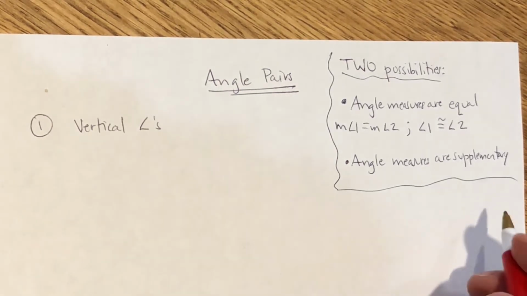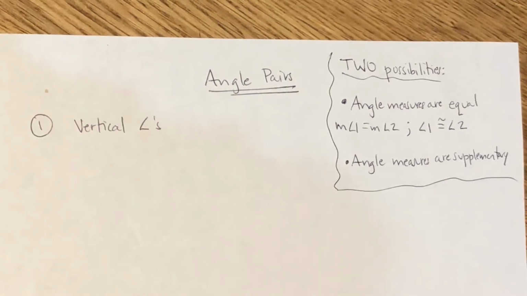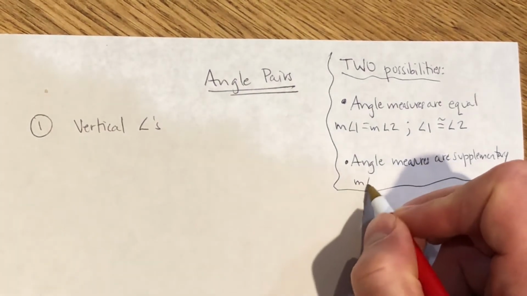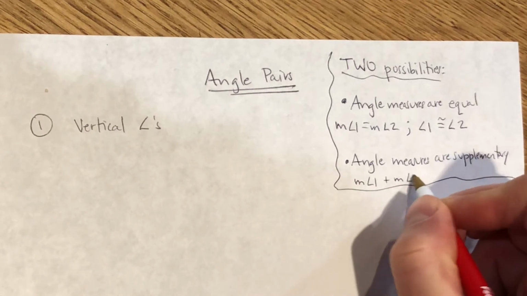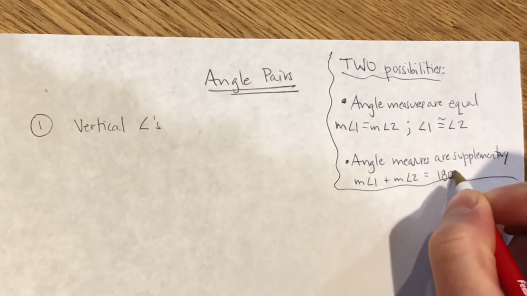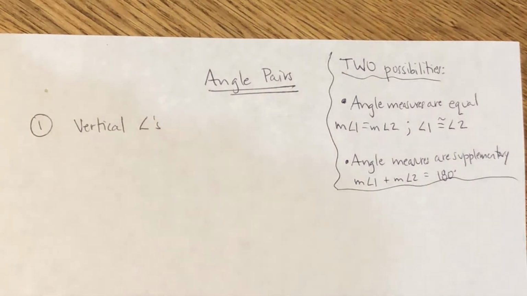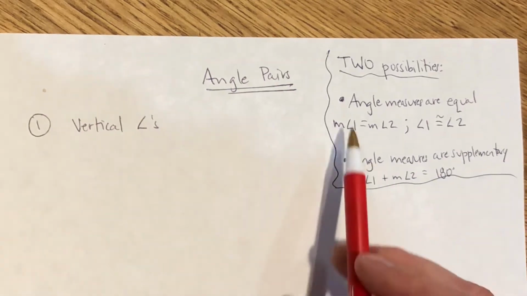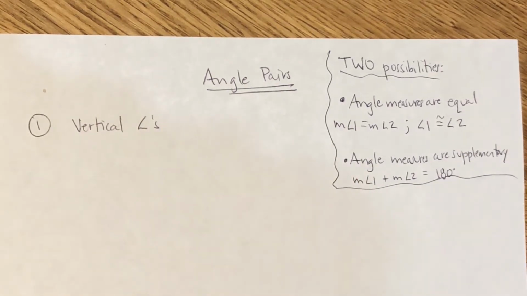or the angle measurements are going to be supplementary. They would add up to 180 degrees. So we could say that the measure of angle 1 plus the measure of angle 2 equals 180 degrees. So just keep that in the back of your head as we identify the different angle pairs, because that's the next step when we analyze different diagrams. If we know these two possible things are going to be what's true about the angle pair measurements.